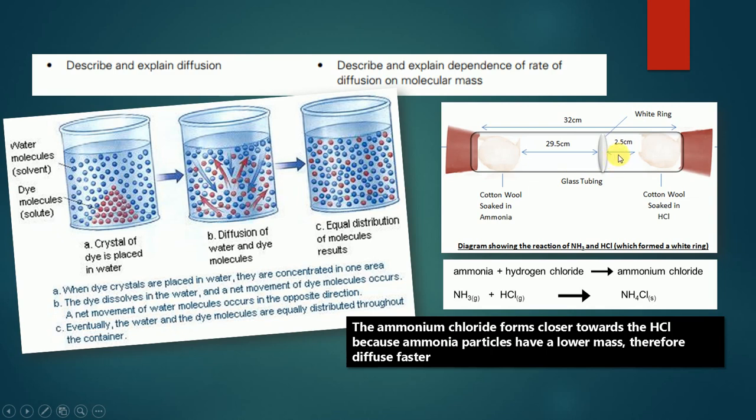Now the question is, why is the distance different for the two gases? Because the white ring is nearer the hydrogen chloride end of the tube. It shows that hydrogen chloride is a heavier molecule than ammonia, and it has covered less distance than ammonia. Down there we can also see the equation of the reaction: ammonia reacting with hydrochloric acid forming ammonium chloride. The conclusion is that ammonium chloride forms closer towards the HCl because ammonia particles have a lower mass, therefore they diffuse faster. Thank you.